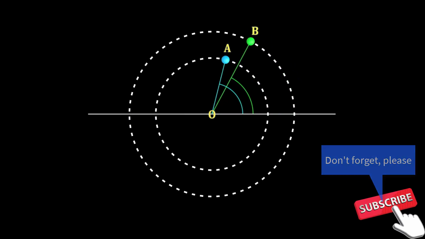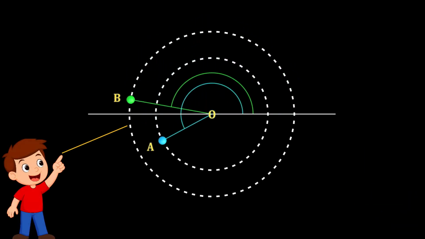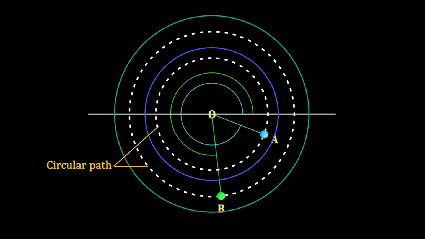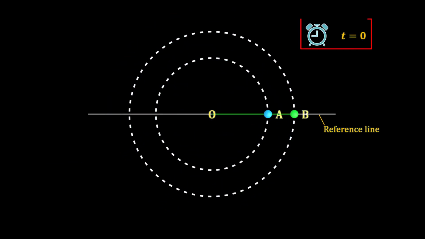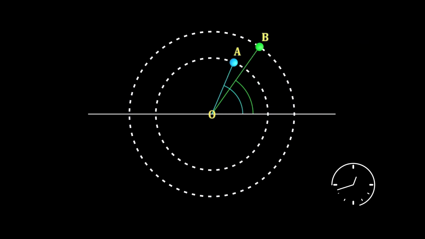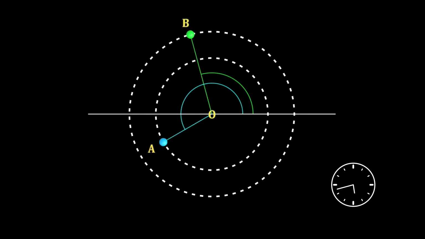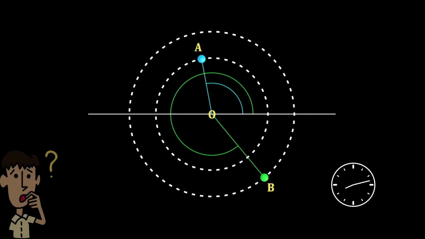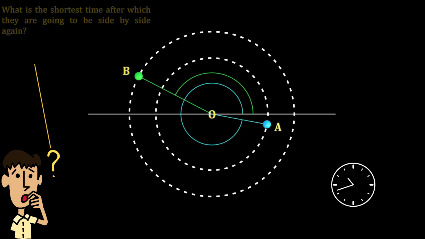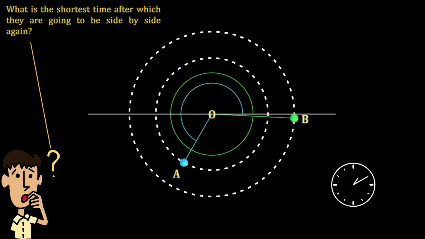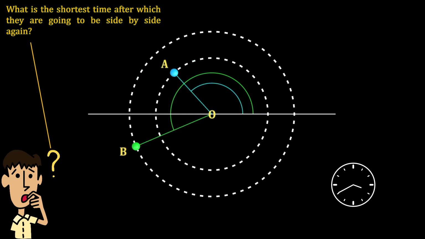In this video, we are going to study two objects moving along respective circular paths. At t equals 0, the objects are side by side and a reference line has been placed that passes through the two objects and through the center of the circles. As time proceeds, the objects move along their respective circular paths. An interesting question to ask is, what is the shortest time after which they are going to be side by side again?